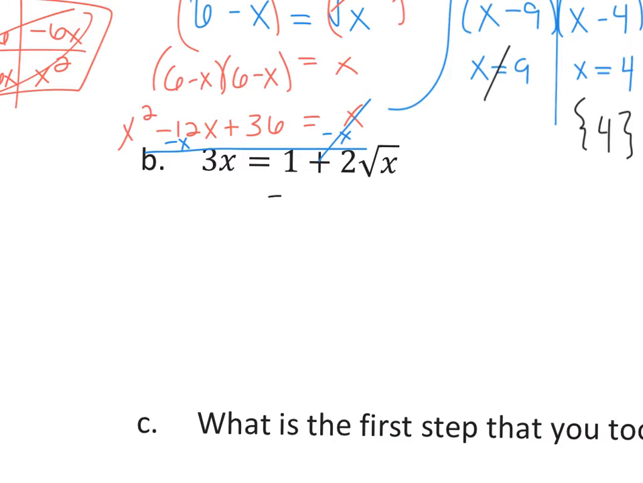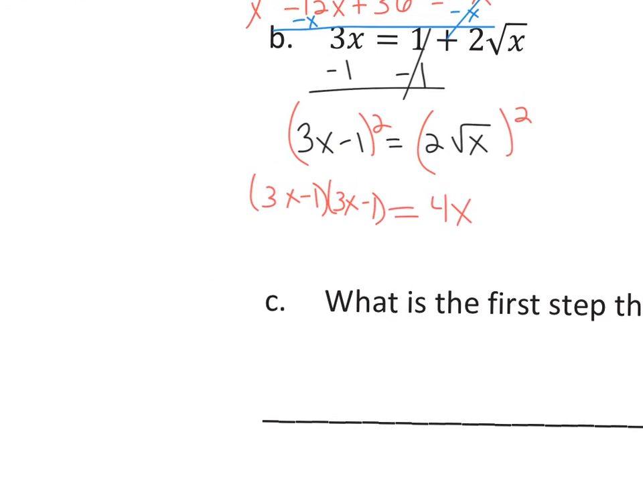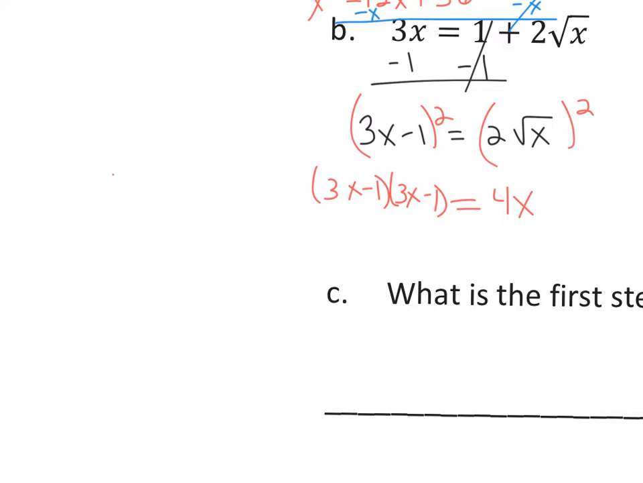Same thing with the other one. Isolate the radical, subtract the 1 over. You're going to get 3x minus 1 equals 2 rad x. Square both sides now. This will get you 4x. And just like the last problem, you're going to write this out twice because you're not going to make the mistake of distributing the squared. And you're going to use box method.